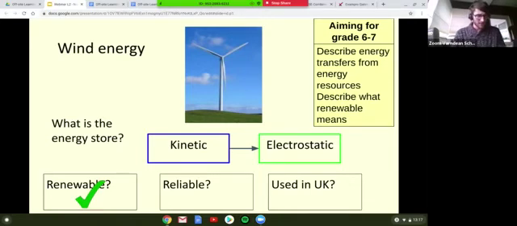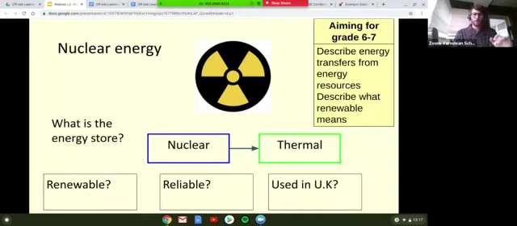So I'm going to put a tick for it being renewable. I'm going to put a cross for it being reliable. And we can all see out on the seafront, if we had a stroll down to the beach, we'd see that these are clearly used in the UK. Now, I'm going to go on and show you a couple more of these, and we're going to talk about renewable, reliable, and used in the UK again.